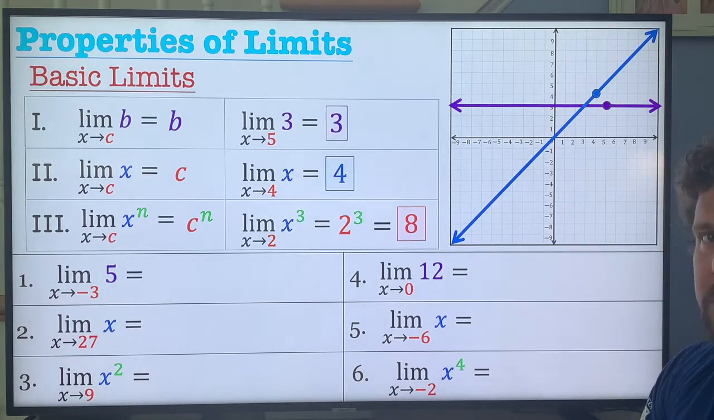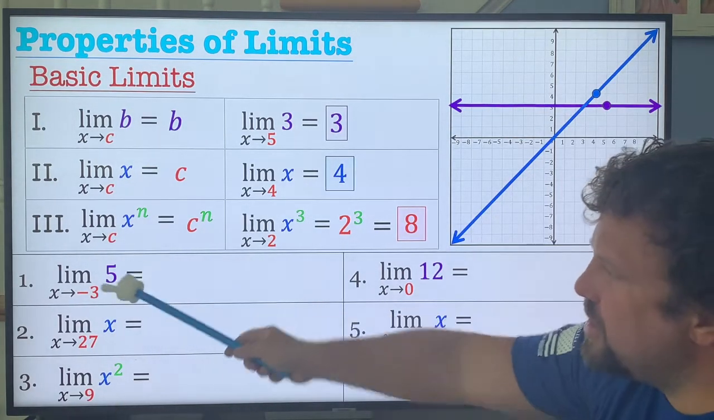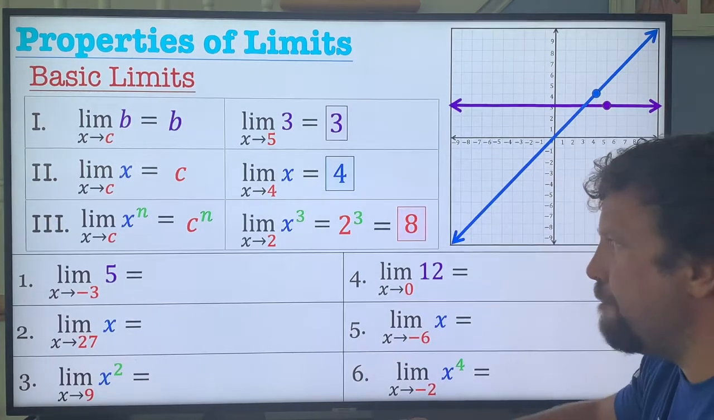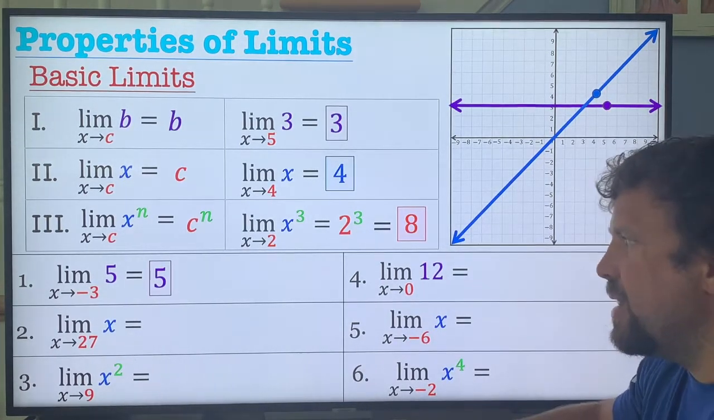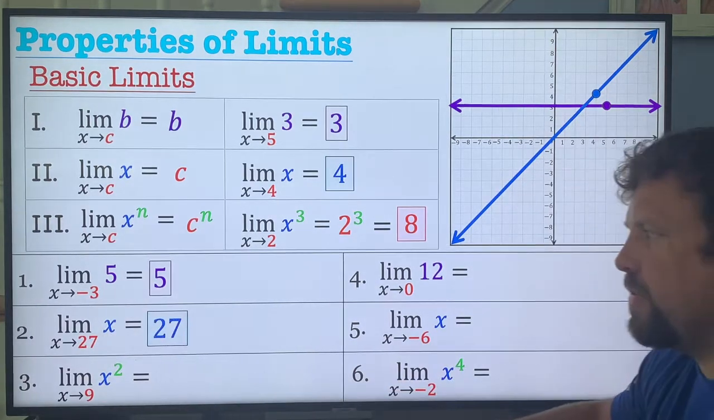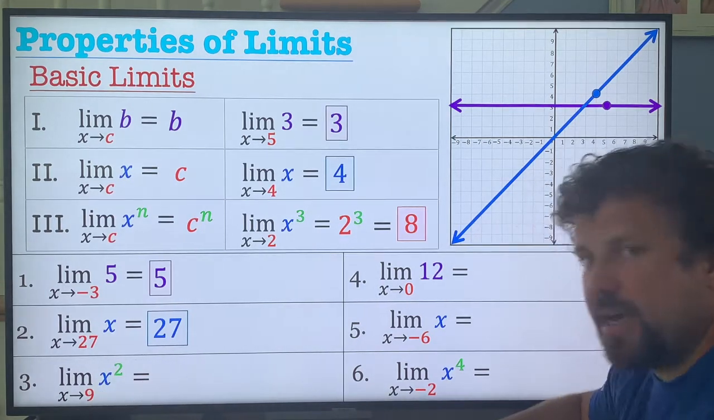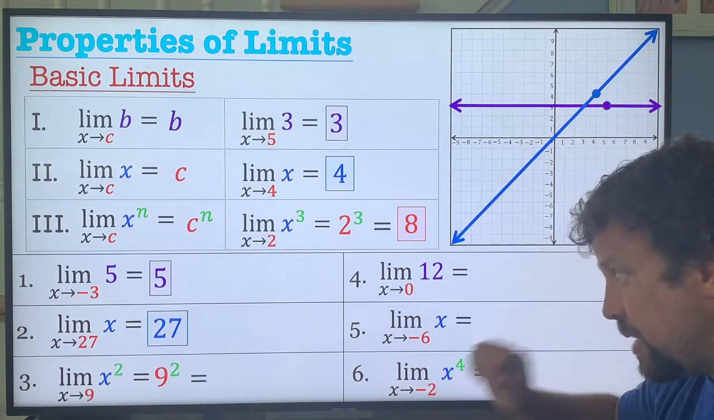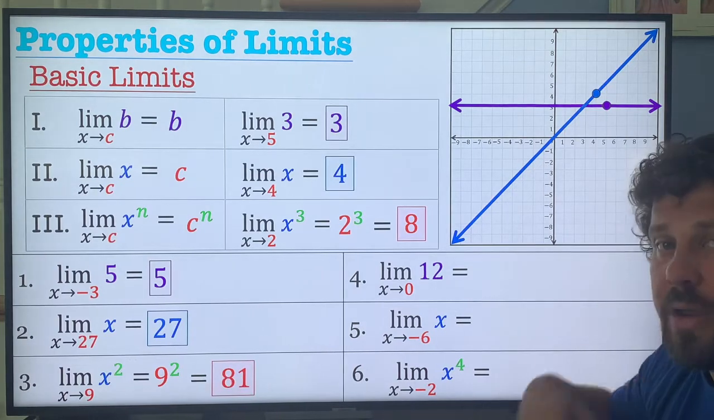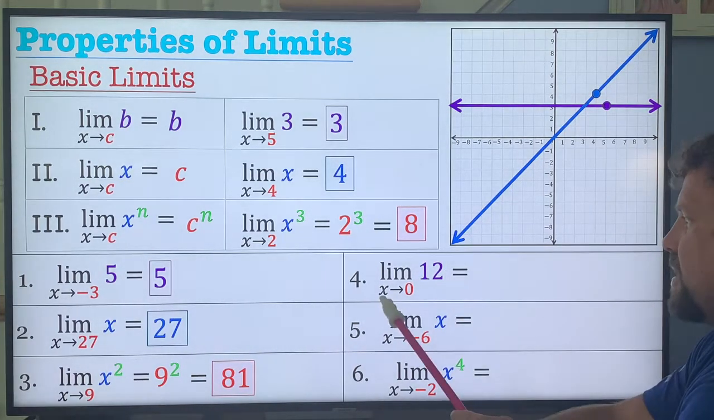Try these 6 problems. Go. Pause. Unpause. So the limit of a constant as x approaches negative 3, the answer would be 5. The limit of x as x approaches 27. Plug 27 in for x, and the answer is 27. The limit of x squared as x approaches 9. 9 gets plugged in for x. 9 squared is 81. Pretty much whatever x approaches, you're plugging into the equation. The limit of 12 as x approaches 0.